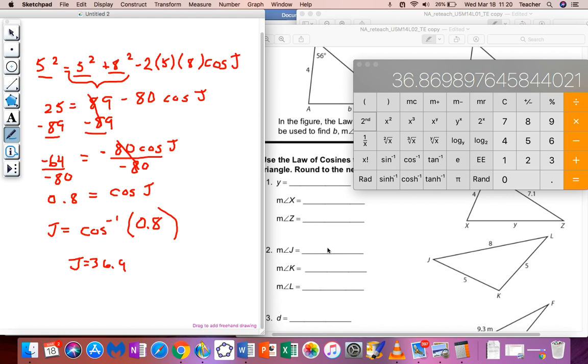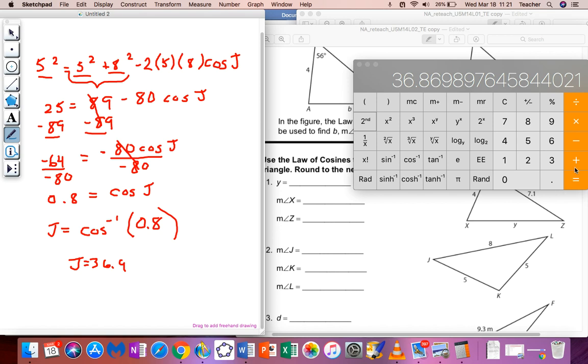Now the thing about this one, J is 36.9. That is opposite the side length 5. Well, this side length is also 5. That means the angle opposite that would also be 36.9. So L is opposite that. That means that also has to be 36.9. So I have 36.9, 36.9.